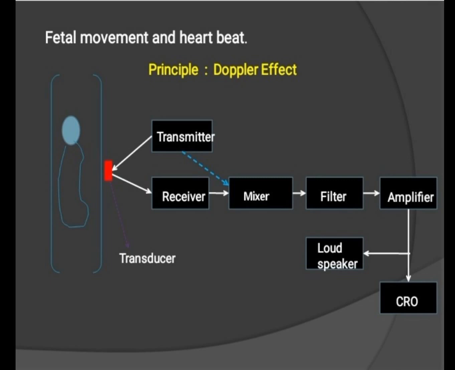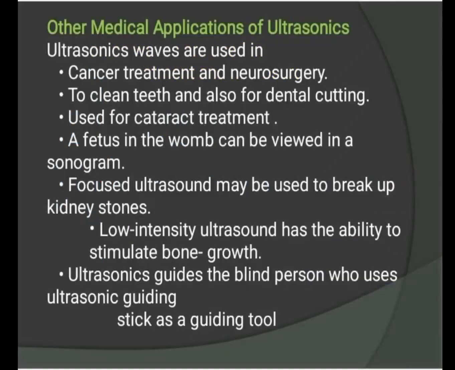Due to the magnetostriction generator or the piezoelectric effect, ultrasonic waves are produced. This is passed through the ultrasonogram and it is transmitted to the fetus. The heartbeat of the fetus is received in the receiver. The transmitter signal and receiver signal are mixed to produce a large amplitude signal, which is amplified by using the amplifier. The sound waves are recorded in the loudspeaker and the observations are seen through the CRO.